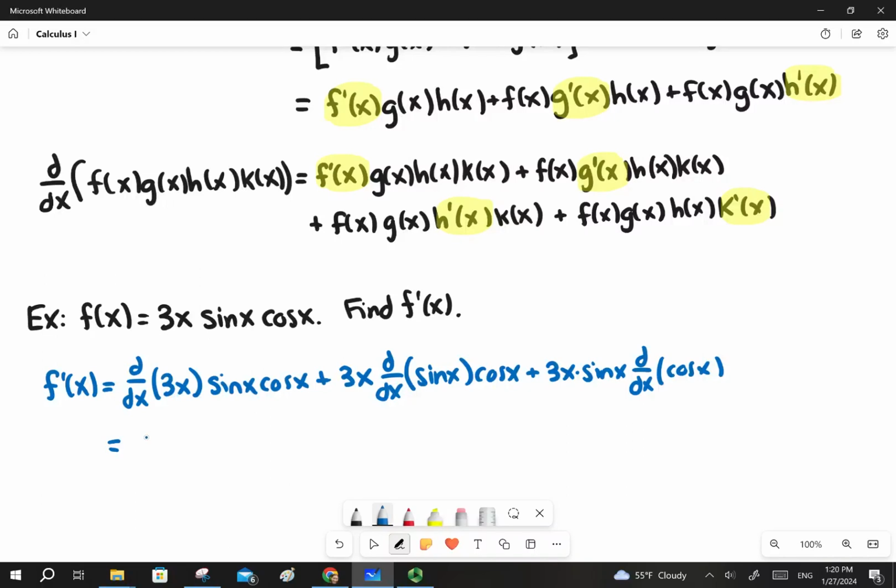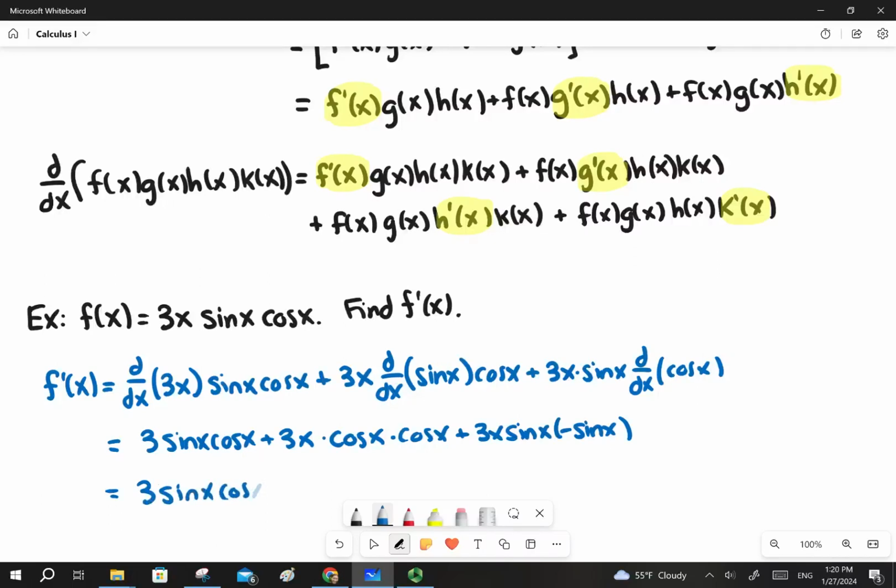The derivative of 3x is 3 times 1, which is 3. The derivative of sine of x is cosine of x. And the derivative of cosine of x is negative sine of x. So I end up with the exact same answer that I had before: 3 times sine of x times cosine of x plus 3x times cosine of x times cosine of x minus 3x times sine of x times sine of x. But I think that's way easier than nesting a product rule within another product rule.